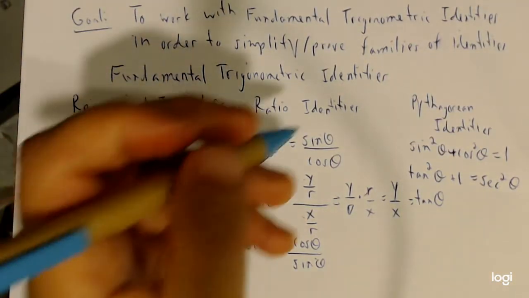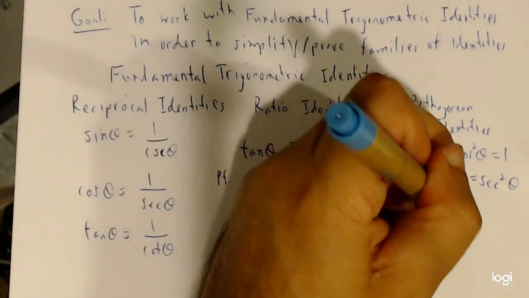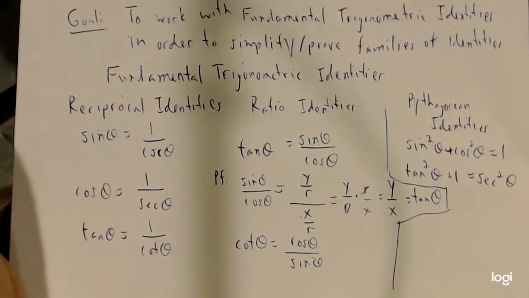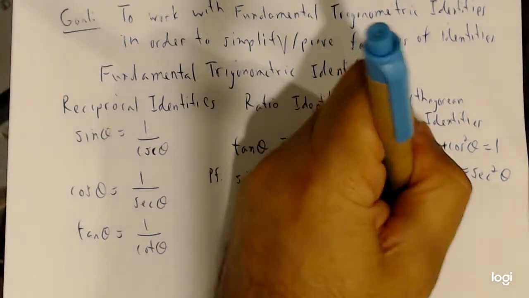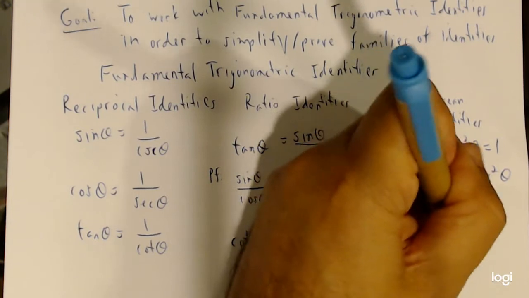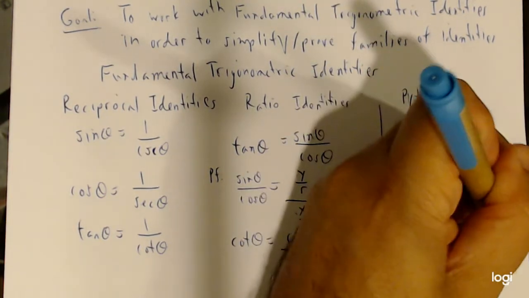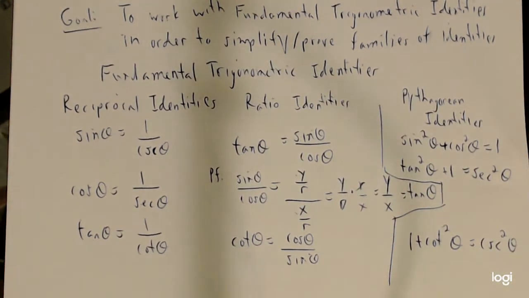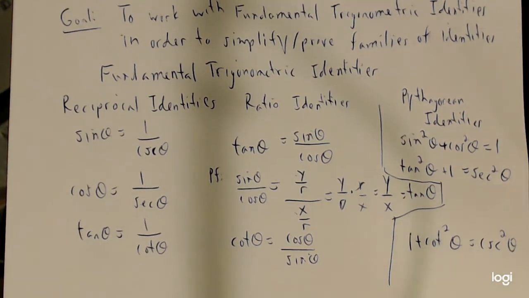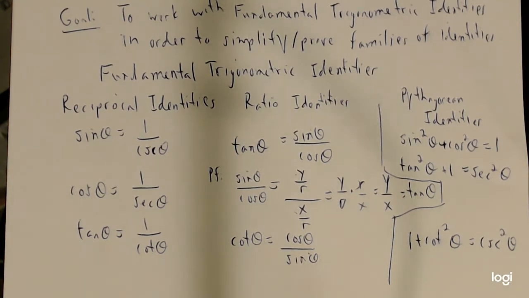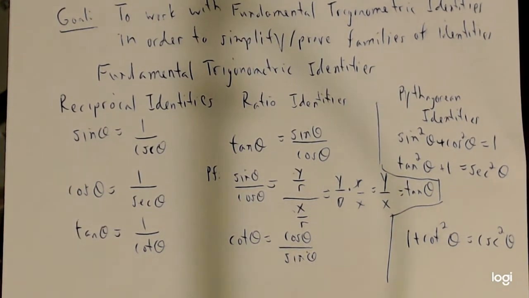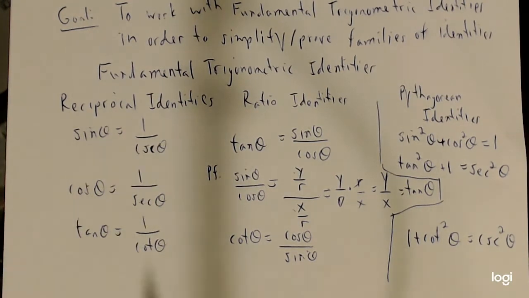And the third Pythagorean identity that we need to know is 1 plus cotangent squared theta is equal to cosecant squared theta. Okay, so these are the important identities that you need to make sure you know, and we are going to use them as we go along, not only in this section but in future sections to come. So you will work with these quite a bit.